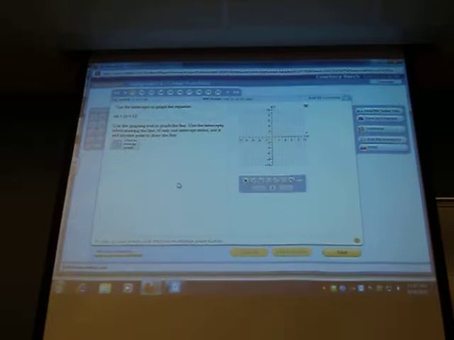Okay, 11 says use the intercepts to graph the equation. Now to graph an equation in MyMathLab, you basically have to click on 2 points. It'll draw a line that goes through those 2 points, whatever points you click on. If it says to use the intercepts, then the points you click on have to be the x-intercept and the y-intercept. Does that make sense?